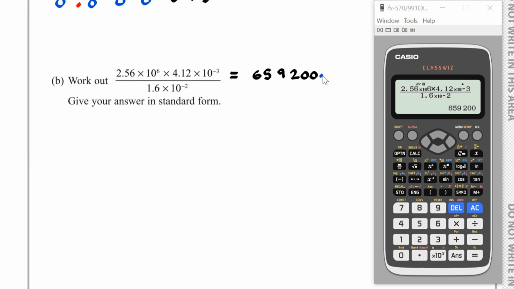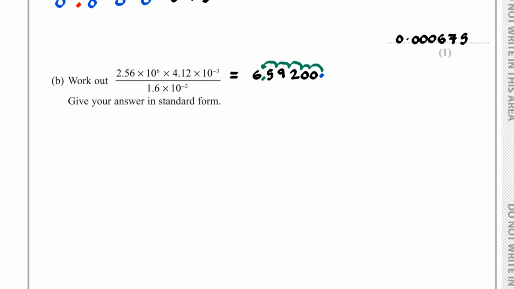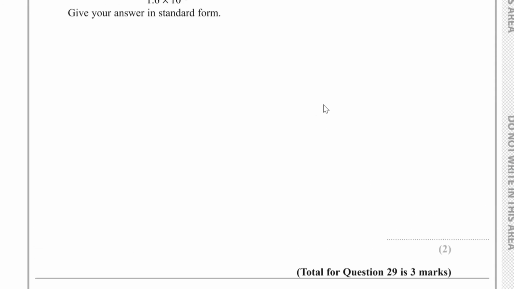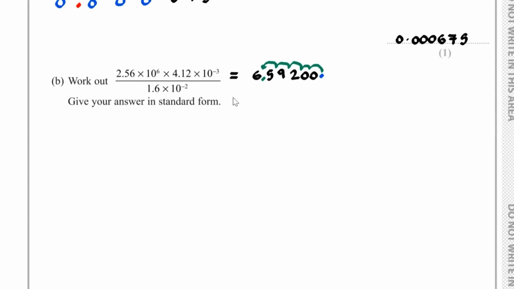So if our decimal place is here, we need to move this 1, 2, 3, 4, 5 to the left. So that means we end up with a value of 6.592 times 10 to the 5.